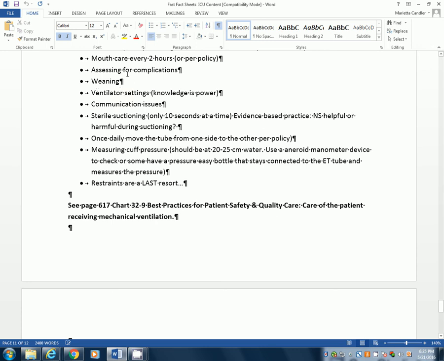Weaning, you're part of the weaning process and making sure that they're doing good during the weaning process and keeping the physician updated on how well they're doing during the weaning process. The ventilator settings, knowledge is power, guys.